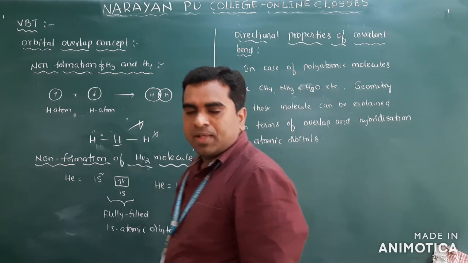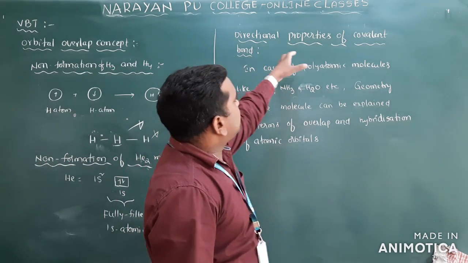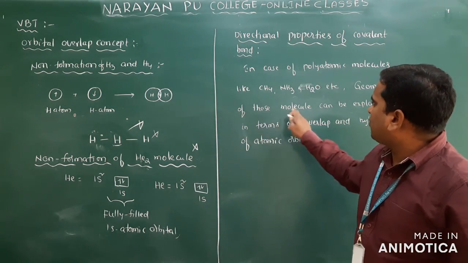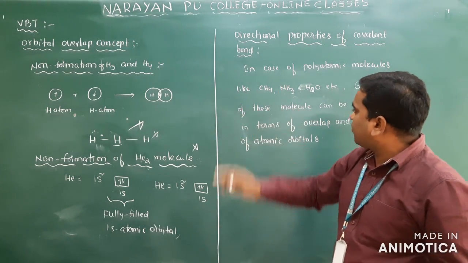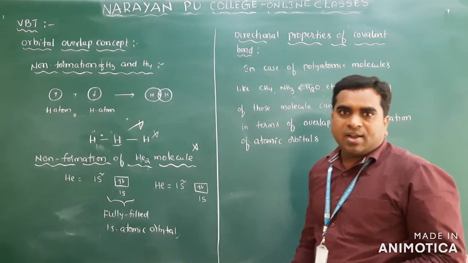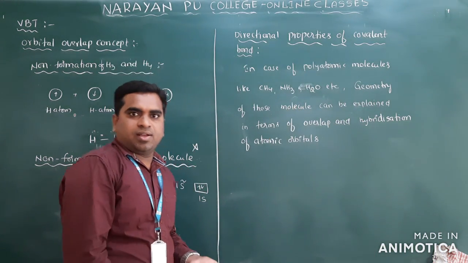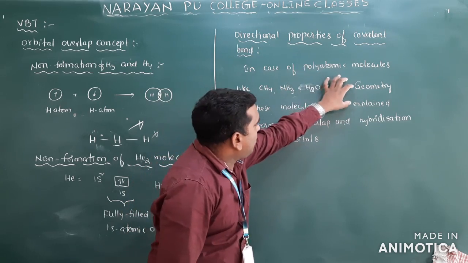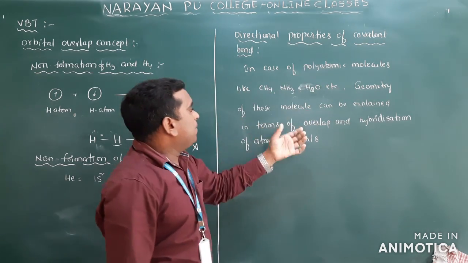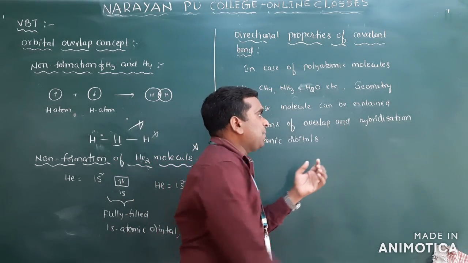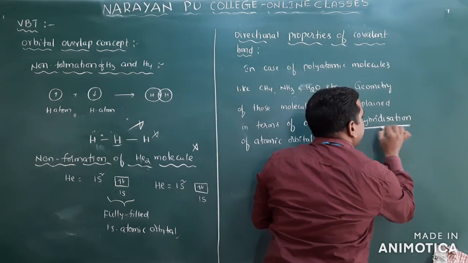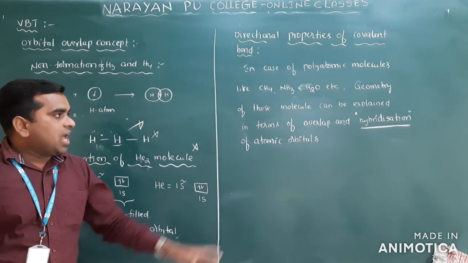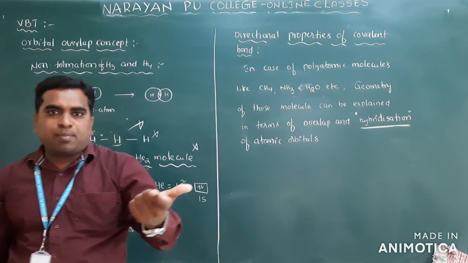Clear? So here, the directional properties of the covalent bond mainly matter in case of polyatomic molecules, to explain the geometry of these molecules. Clear? And here, the scientist Pauling mainly developed this. He explained the geometry of these molecules by taking the concept of overlap, and another one is hybridization. This is important. Next we will discuss hybridization, and first of all, overlap of atomic orbitals we will discuss.